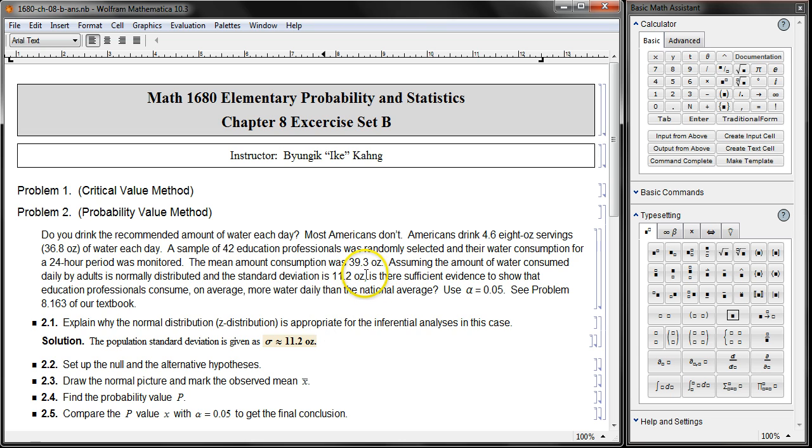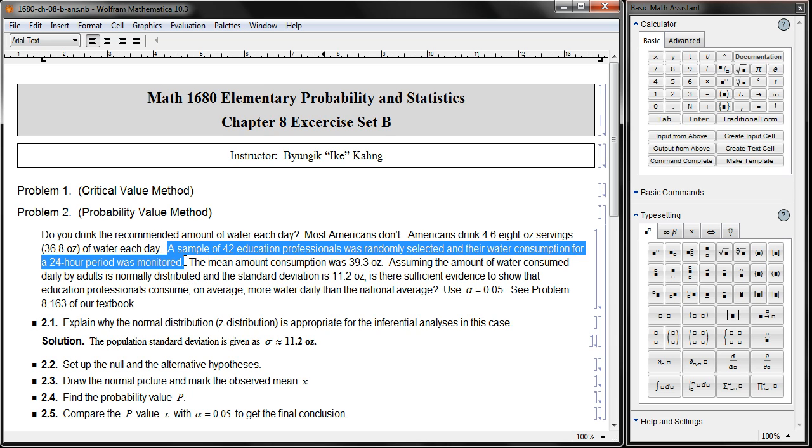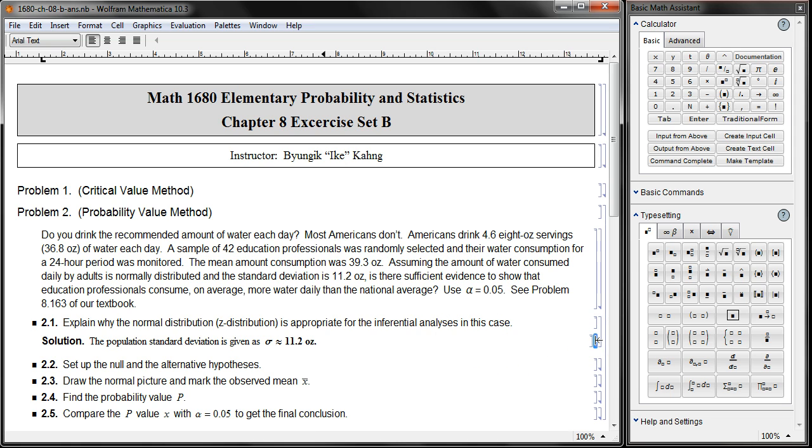Now, what if this 11.2 came with the same sentence as the sentence that describes sample? In that case, you have to use S, the sample standard deviation, not population standard deviation. But in this case, it's population standard deviation. And here goes the short answer to it. The population standard deviation is known. Now, I'll accept the short answer as a full credit, but it's not really perfect.